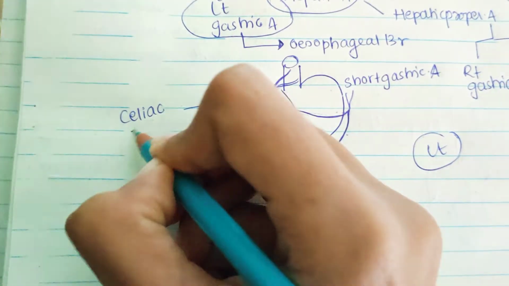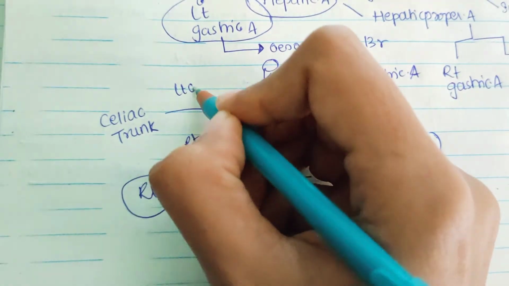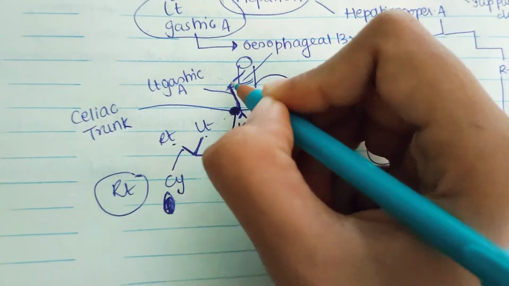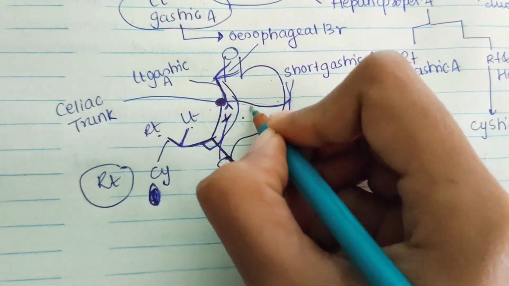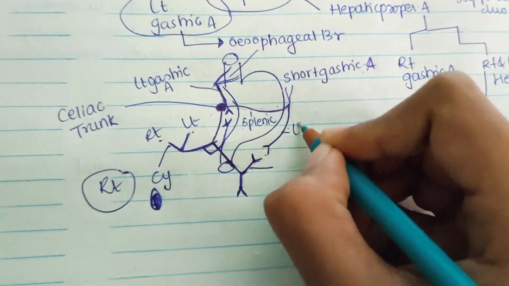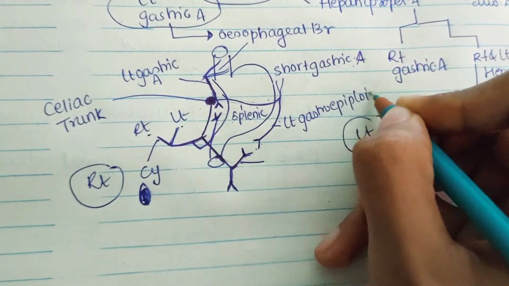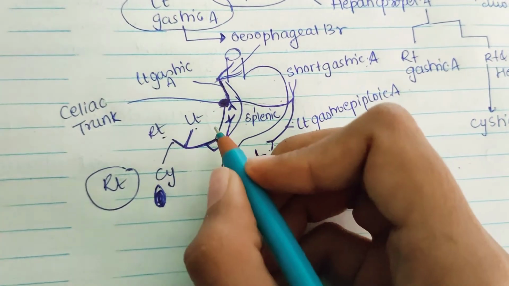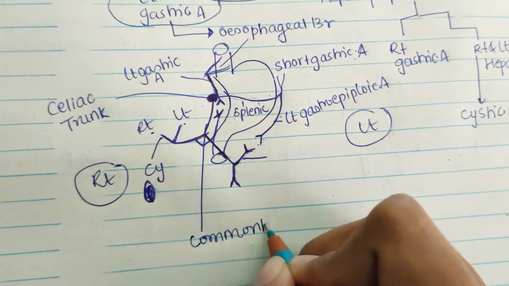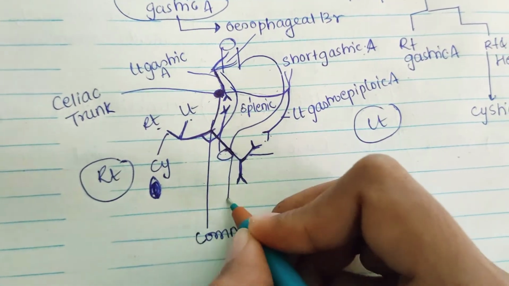This is celiac trunk. From the celiac trunk you are getting left gastric artery. Okay, left gastric artery is giving esophageal branches here. Okay, next coming to splenic artery. This is splenic artery. Splenic artery is giving short gastric artery and left gastroepiploic artery. Okay, and next coming to this one, this is common hepatic artery.